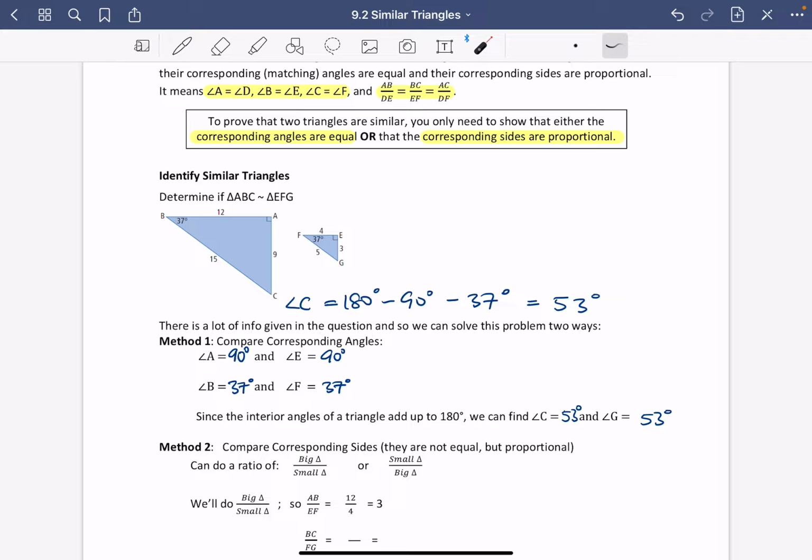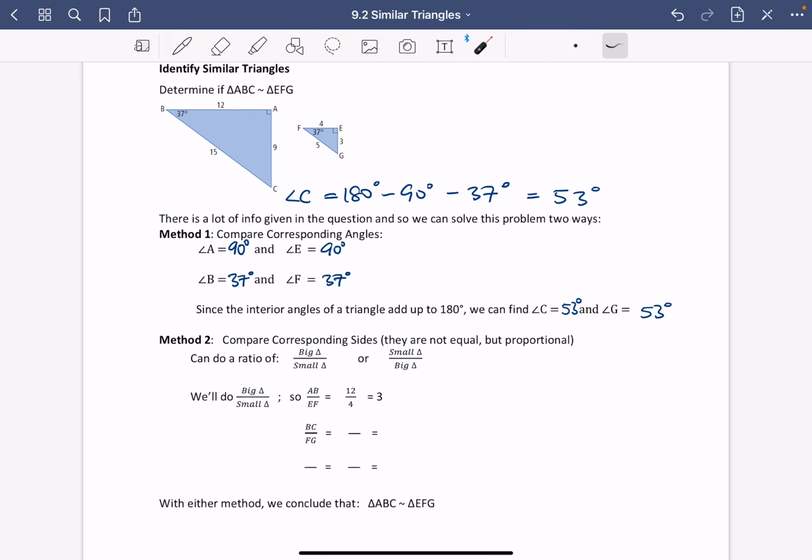Okay, and what else do we notice? We know that if two corresponding angles are equal, then the last one must be equal to each other as well. Because 180 minus those two angles will equal the last one. And if those two angles are the same, then the last angle must be the same.